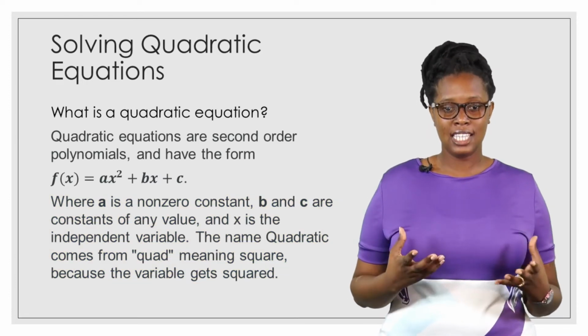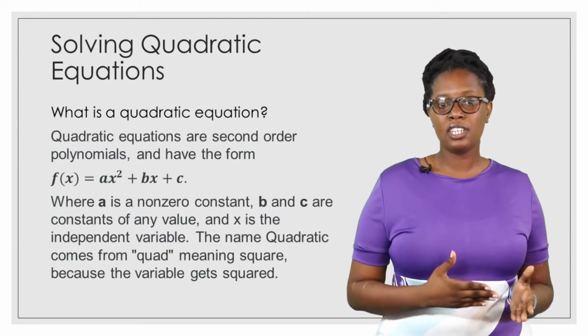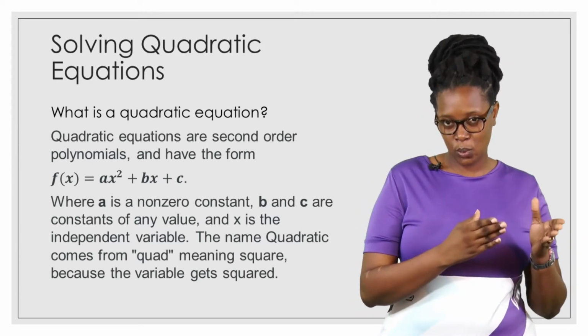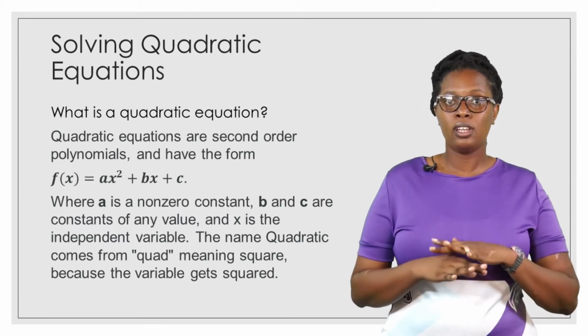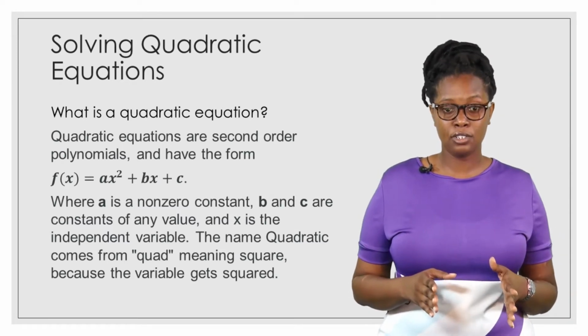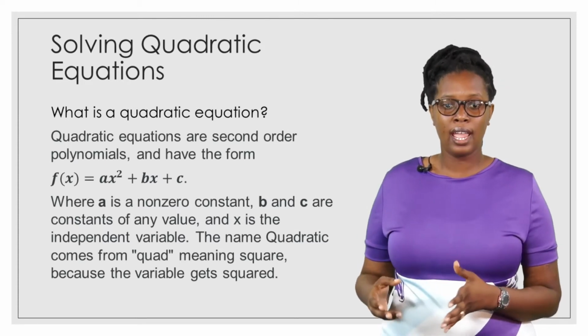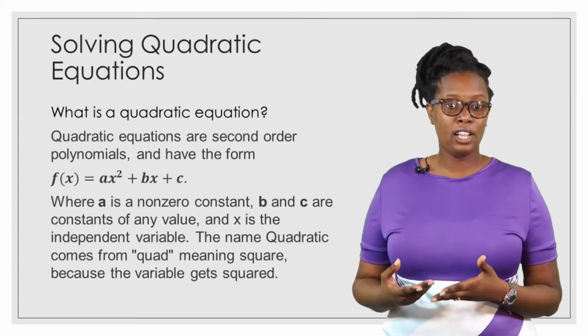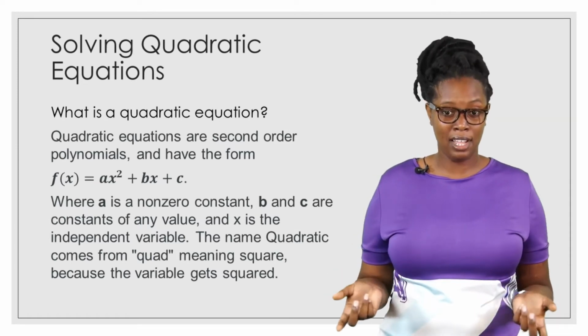So all this is saying is that a quadratic equation is written in the form ax squared plus bx plus c, and the a value can never be equal to 0. The x value is the value that we're actually solving for, and the b and the c value are pretty much just constants of any value.